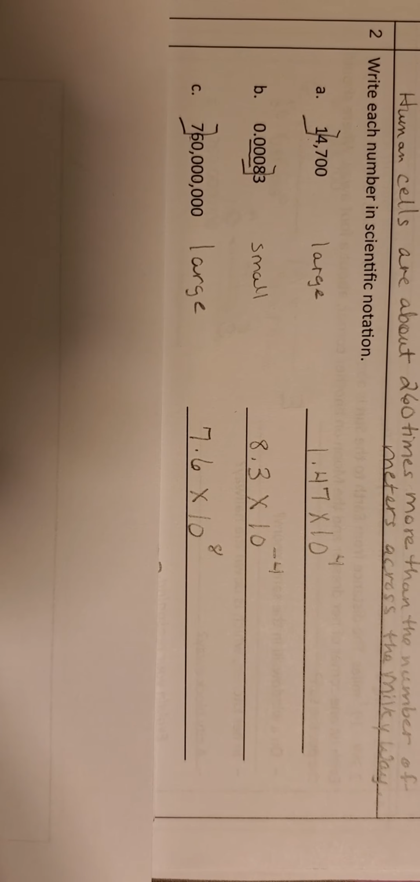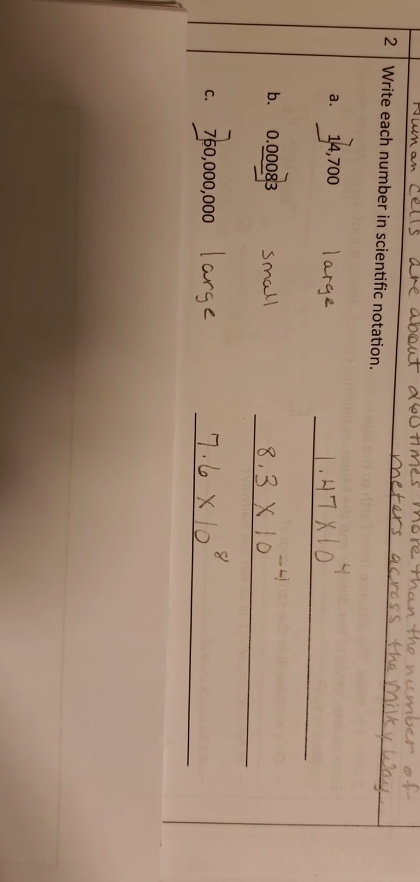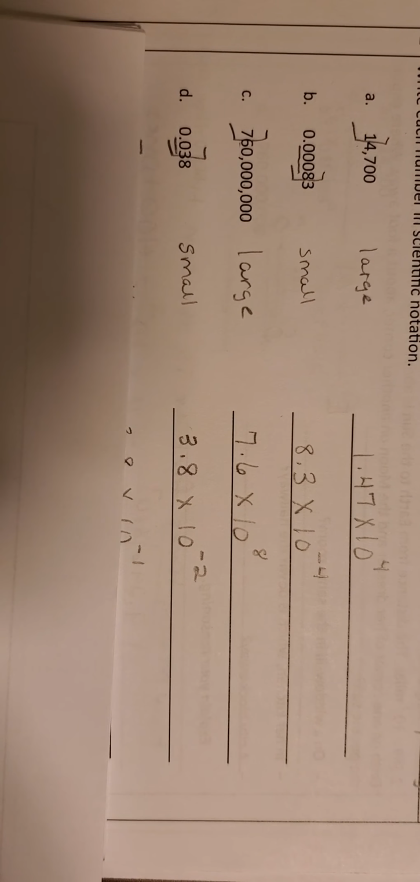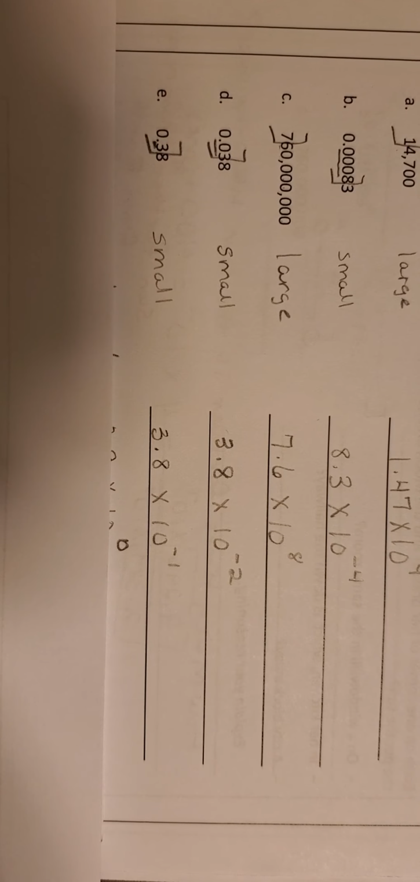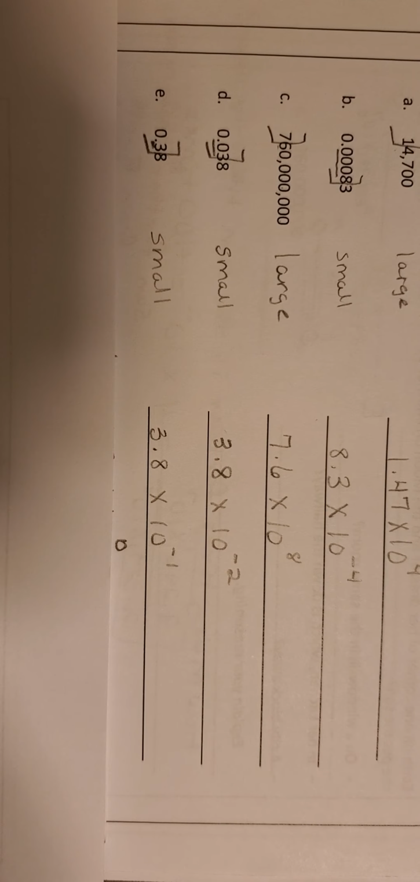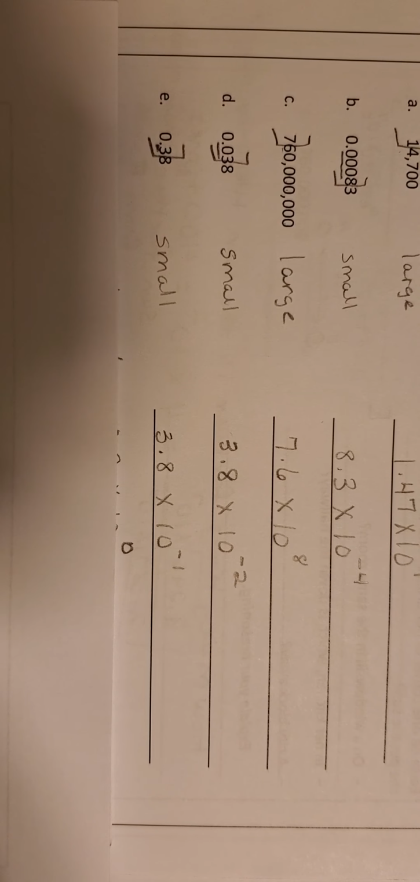On C, we have another large number, so I'm going to have a positive exponent, 7.6 times 10 to the 8th power. Here we have a small number, so I will have a negative exponent. I have to move my decimal 2 places to the right, which gives me 3.8 times 10 to the negative 2 power. Notice the next number is also a small number. I also have to have a negative exponent, but I only have to move the decimal 1 place to get 3.8 times 10 to the negative 1st power.